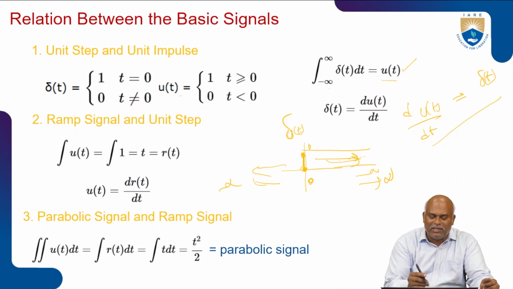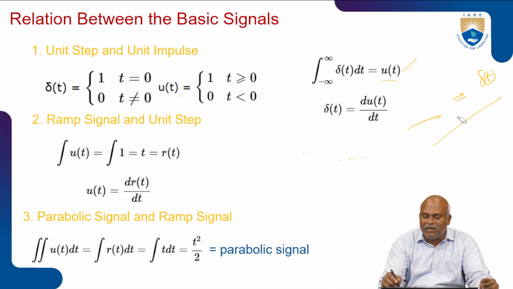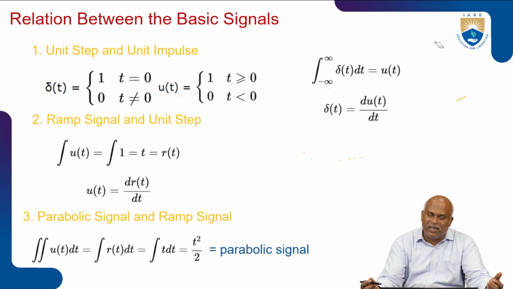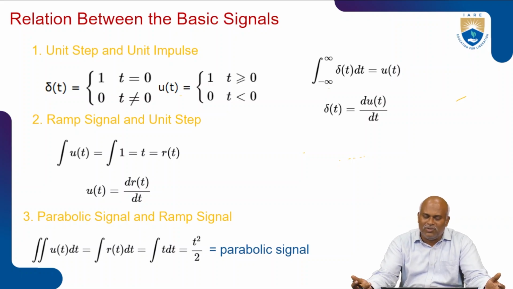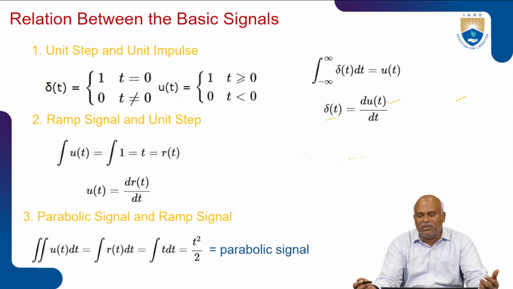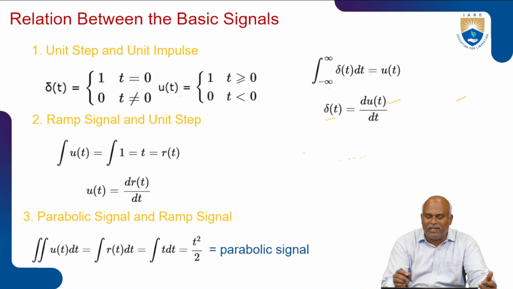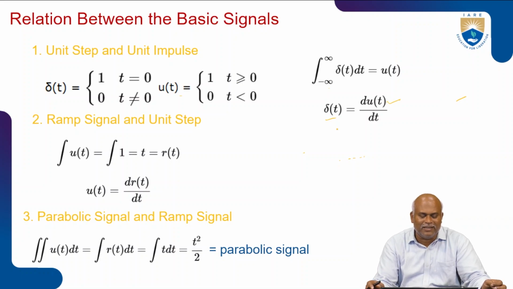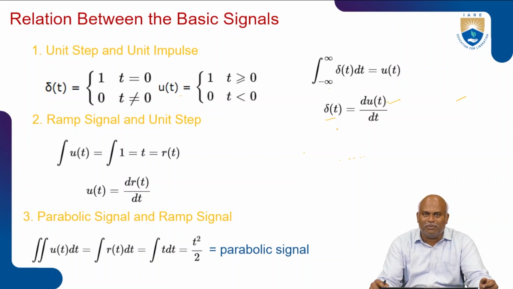So the unit impulse and unit step have two different kinds of relation, and based on what kind of signal we receive, we need to change. If you have del of t and want u of t, take the integration with respect to t, and then we get u of t. If we receive u of t and need del of t, differentiate u of t with respect to t, and then we get del of t. This is the first relation for the unit step and unit impulse signals.